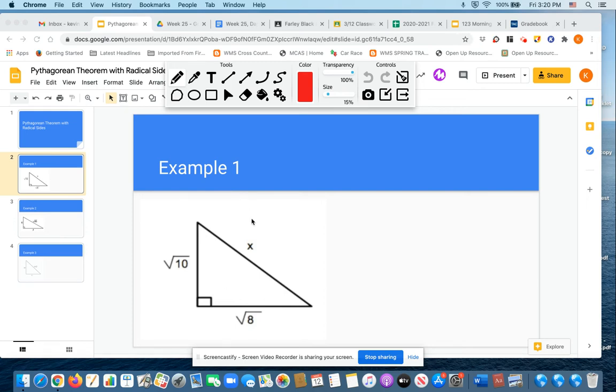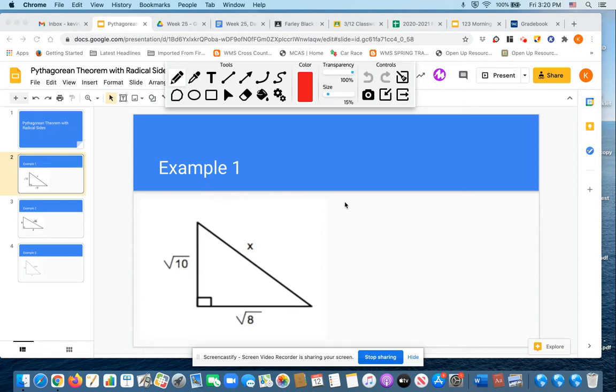Mr. Farley here to give you a couple more examples of the Pythagorean theorem. This time we're going to step it up a little bit and have side lengths that are radicals, okay? So a radical is when you have a square root, all right, with these. So let's just do this.